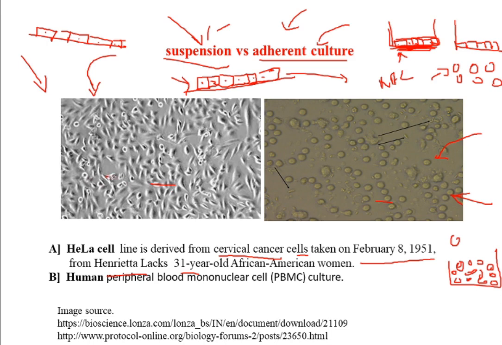This is an example of HeLa cell lines, the cancer cell lines of Henrietta Lacks, and this is the human PBMC. So these are the two types of culture we can do.